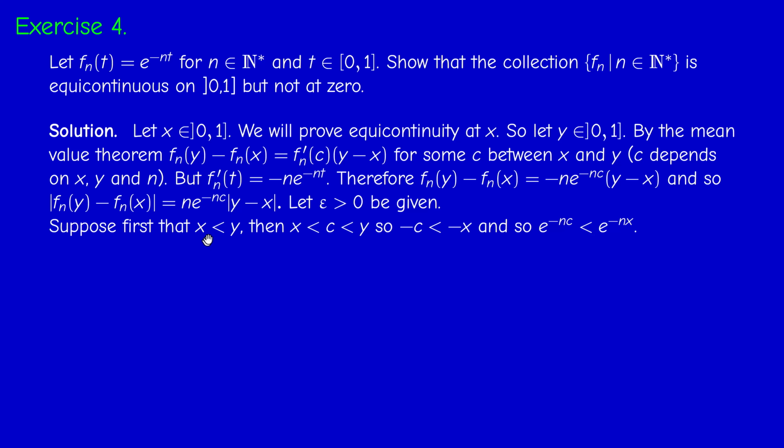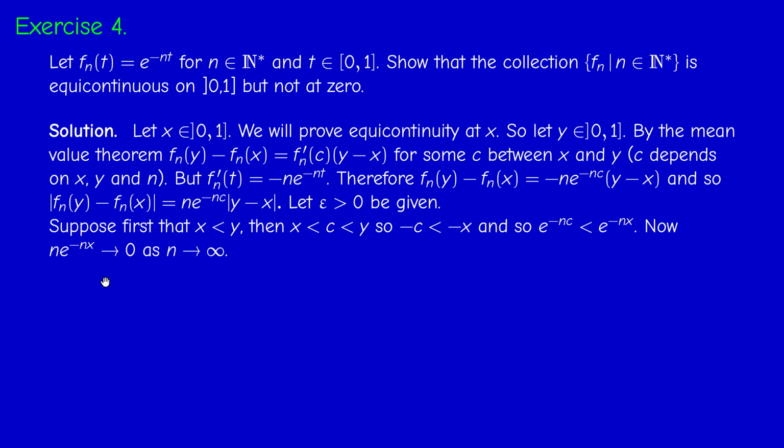So first case, x is less than y strictly. Therefore, c by construction is between x and y. Therefore minus c is less than minus x, and bigger than minus y, but I don't care. I just need that. So e to the minus c, because the exponential is strictly increasing, is strictly less than e to the minus x. And therefore n e to the minus nc is less than n e to the minus nx. Now n e to the minus nx, as you know, converges to 0 as n tends to infinity, because x is strictly positive.